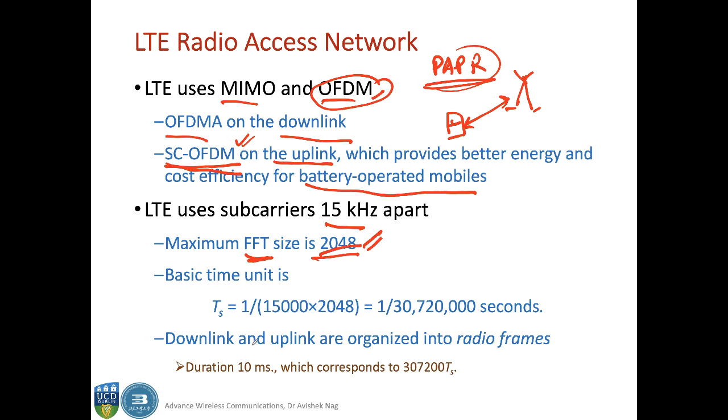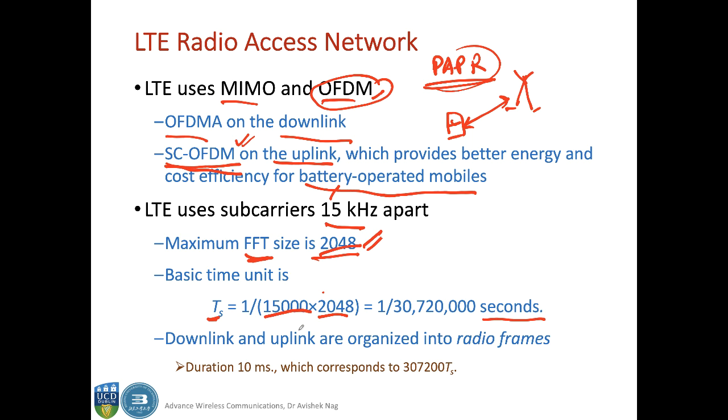15 kilohertz is the bandwidth of each of these subcarriers. The basic time unit Ts is 1 over 15,000 times 2048. 15 kilohertz is 15,000, times the number of subcarriers at max. These two numbers are multiplied, and then you take the reciprocal of that to get the basic time unit of LTE, which is these many seconds.